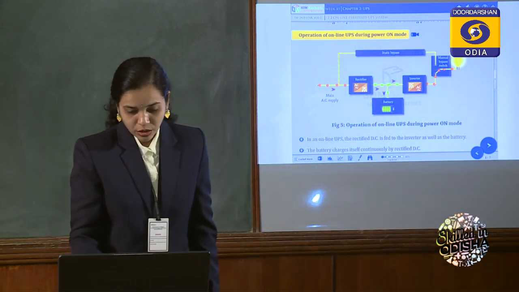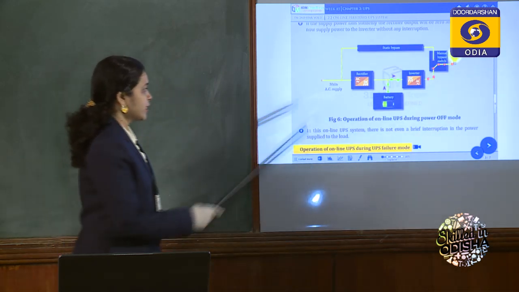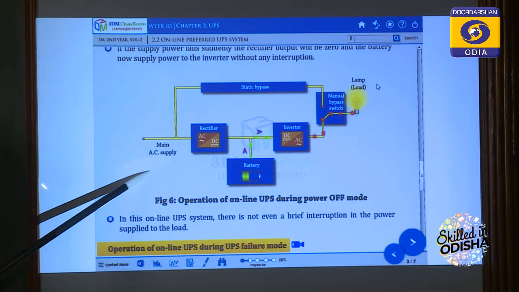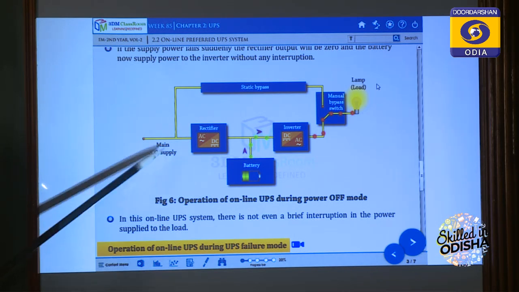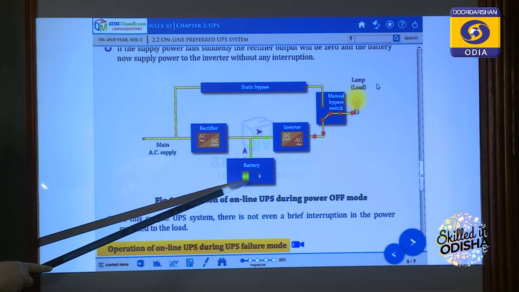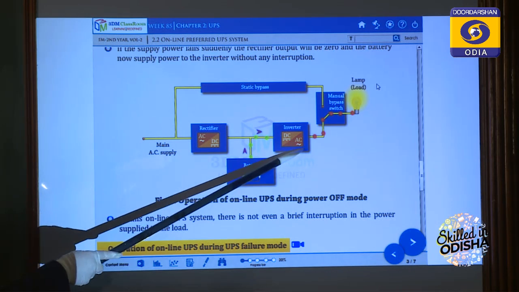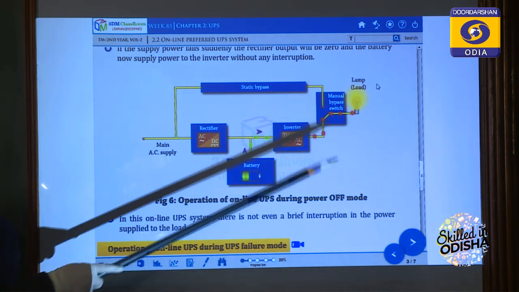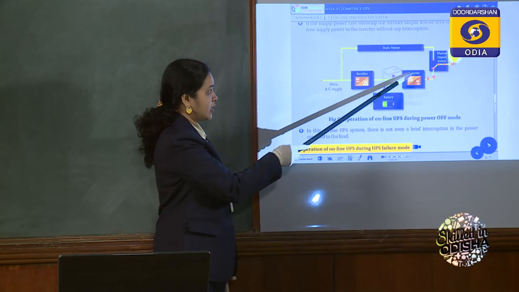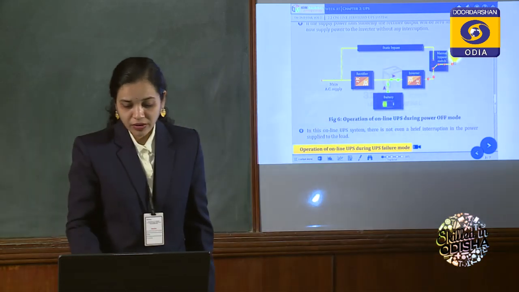The second is power off mode. In power off mode, when the AC main supply is not available, our inverter draws current from our battery source or DC source. The inverter converts DC into AC, and through the manual bypass switch, the inverter supplies AC to our load. This is power off mode.